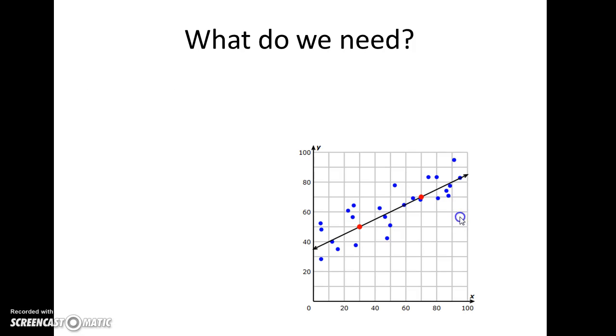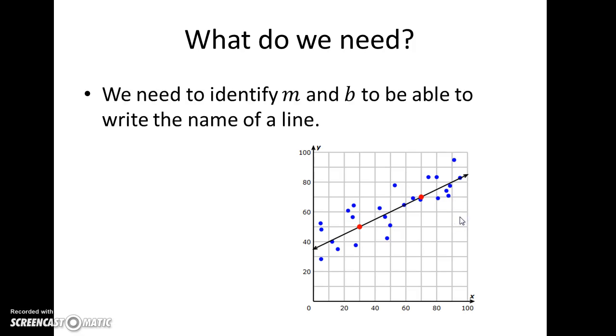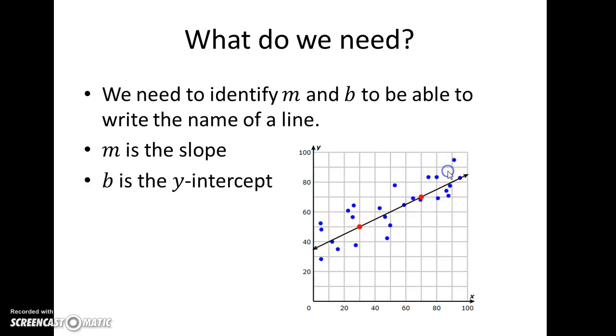So what do we need, first of all? We need two things. We need m and b to be able to write the equation of a line. M is the slope, basically how steep the line is, and b is the y-intercept. Remember, the y-intercept is the place where the line crosses the y-axis. It's really this point right here, and if we estimate, we see that it's somewhere between 20 and 40. We know this is 30 right there, so it's between 30 and 40. It's probably about 35, so b is probably going to be about 35.